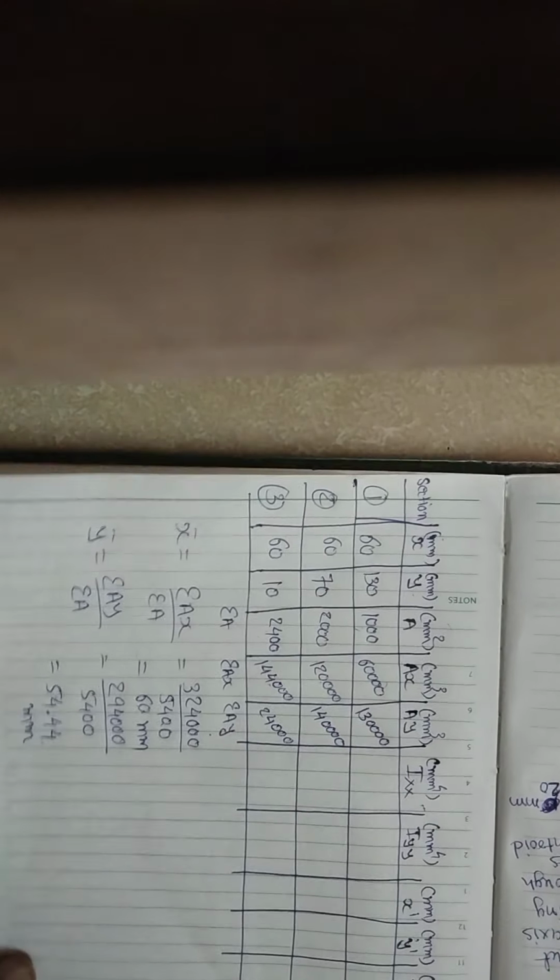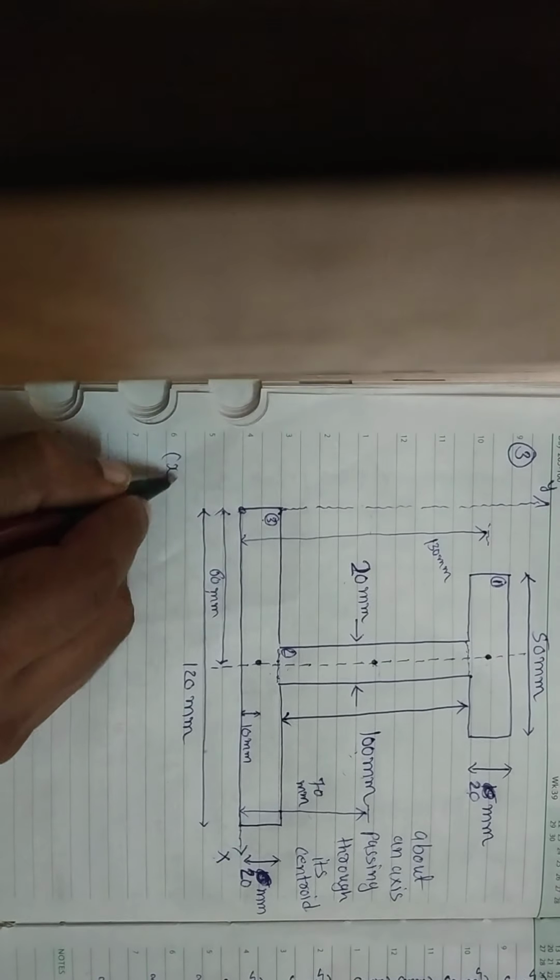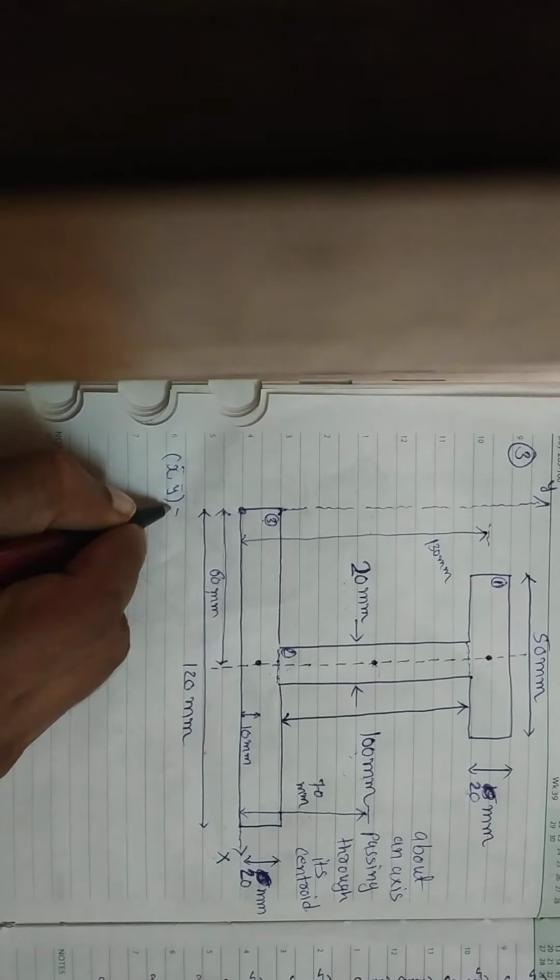So let's mark this coordinate on the given cross section. We have this cross section. The x coordinate and y coordinate that we achieved, let me write them here so you can remember: x bar and y bar.